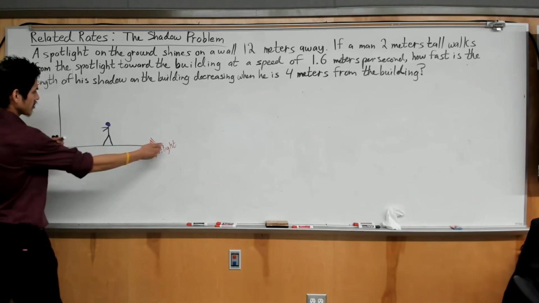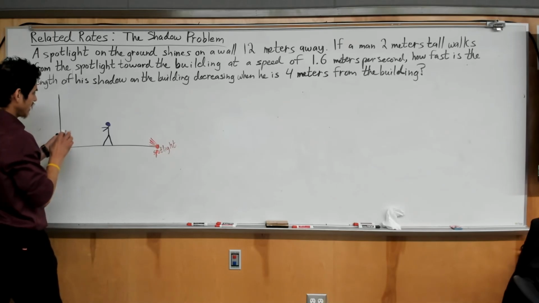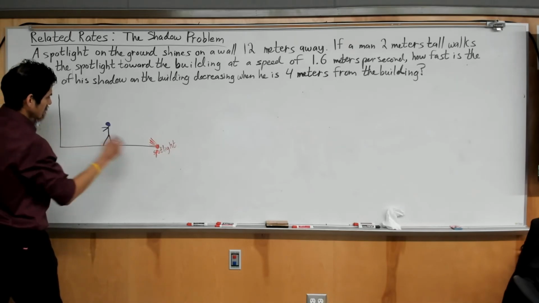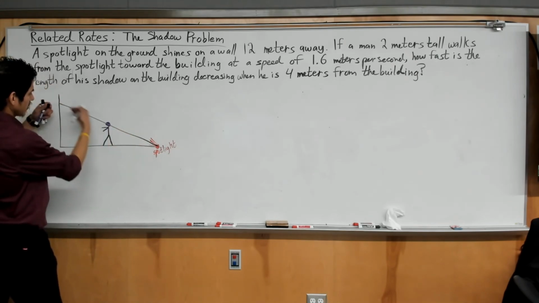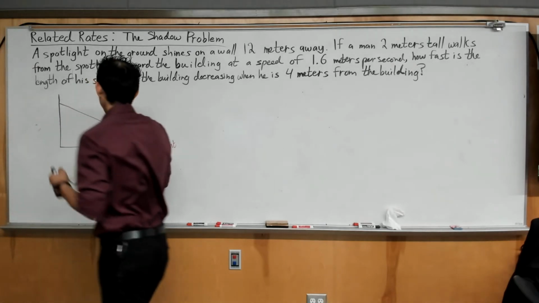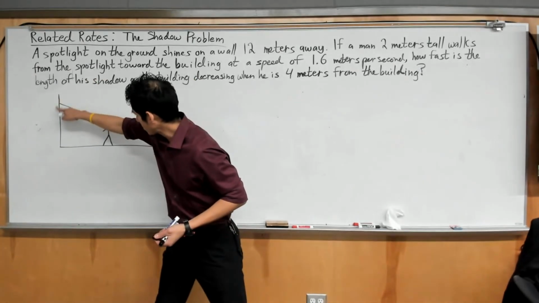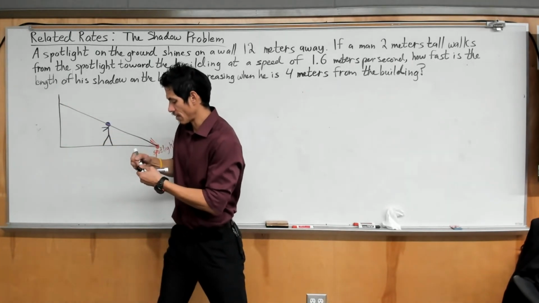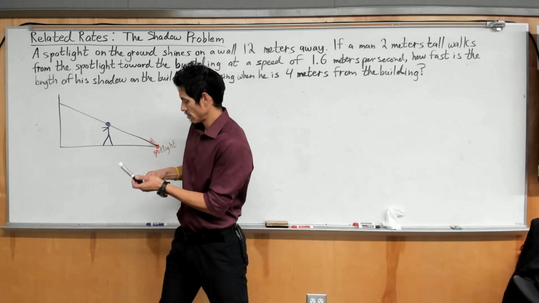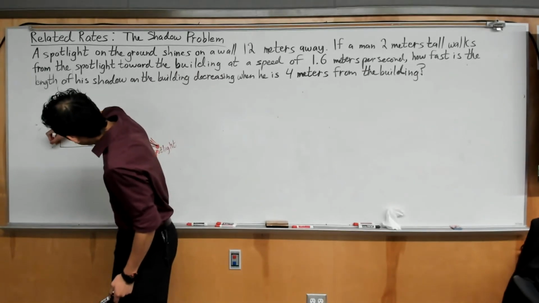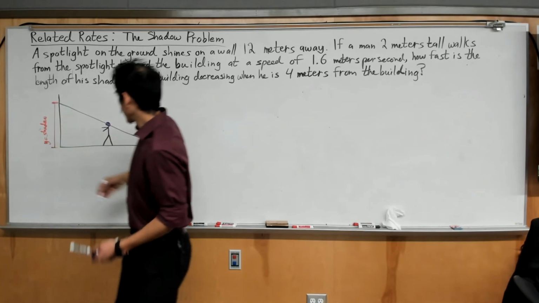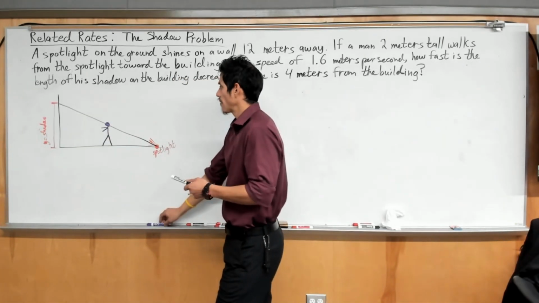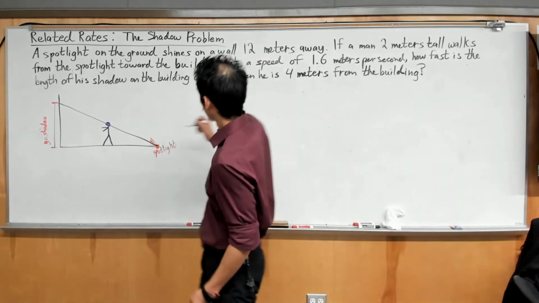And it creates a shadow when the spotlight shines on the man, making this mathematical relationship, this triangle. So from here to here is the length of his shadow, or the height of his shadow. We'll call that y. Y is equal to the shadow height, the shadow length.